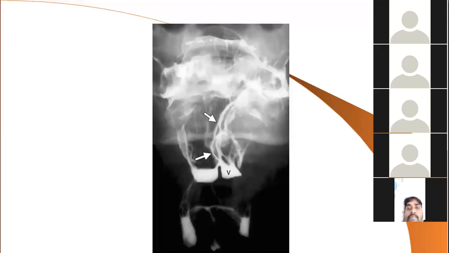I get a response that it could be a growth in the piriform sinus. Okay, right side. I don't know why it's the right side. Fine.